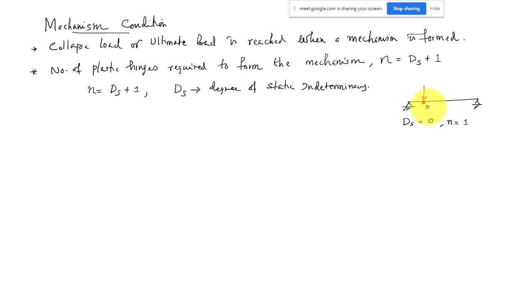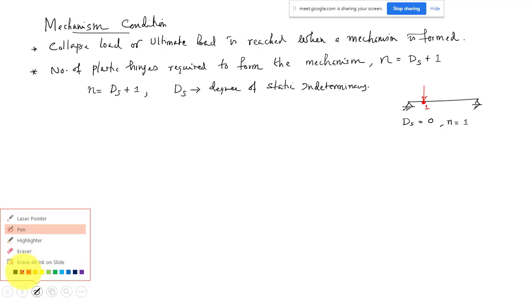That means once one plastic hinge is formed in the simply supported beam, it will not be able to take any more load. That indicates it has collapsed. So we have to limit your load up to that point or before that point.